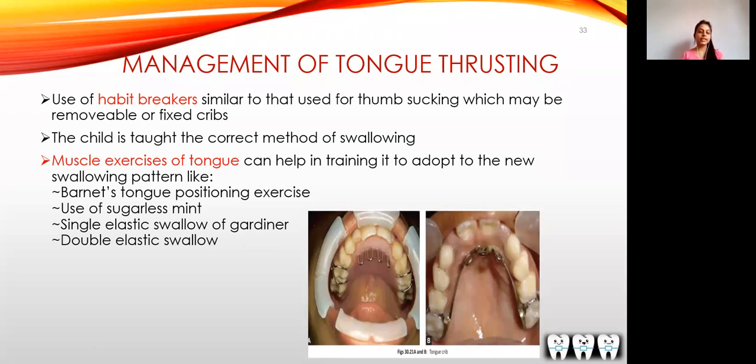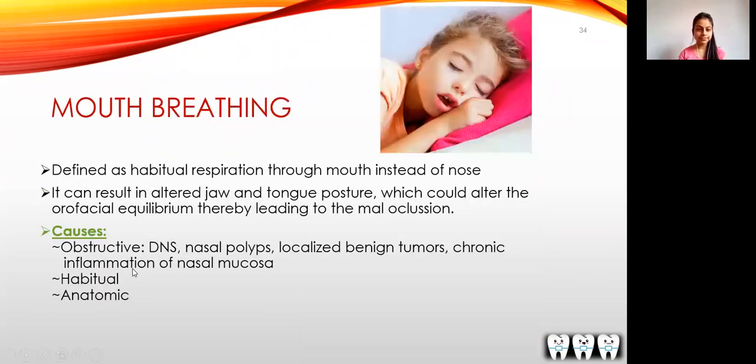Next is the use of the single elastic swallow of Gardiner. It includes the use of one orthodontic elastic band which is placed on the tip of the tongue, and the child is asked to raise the tongue towards the rugae area and swallow. Next is the double elastic swallow, in which two elastic bands are used, one on the tip of the tongue and the other placed in the midline on the dorsum of the tongue, and the patient is asked to swallow while keeping the elastics in position.